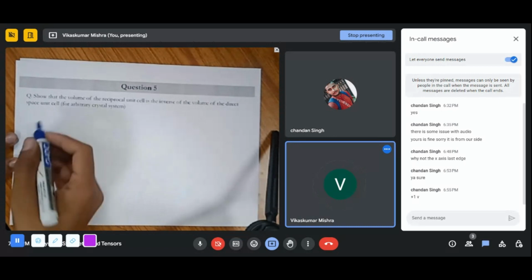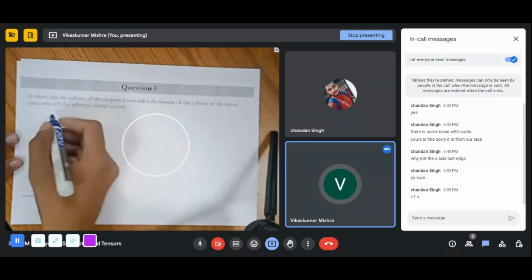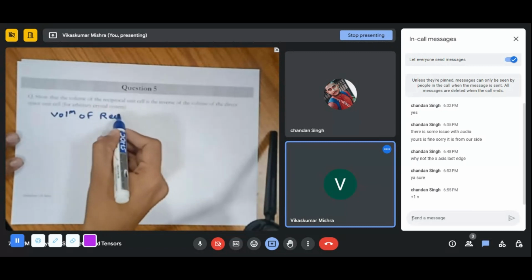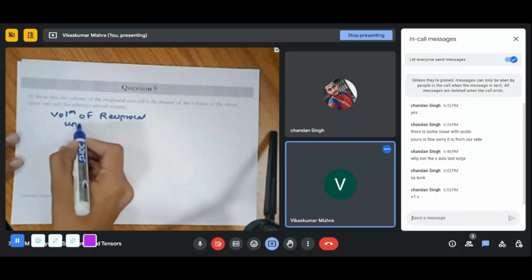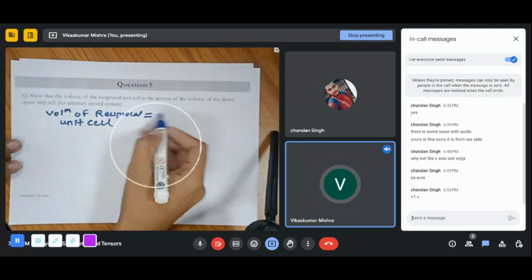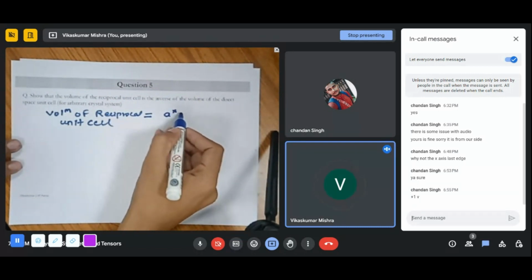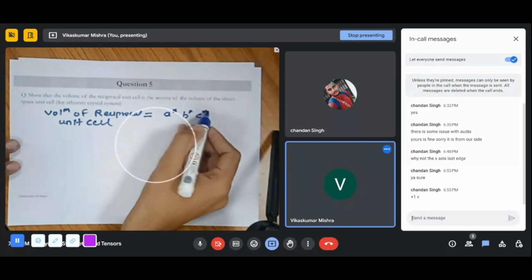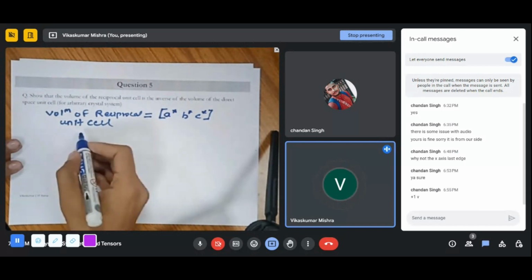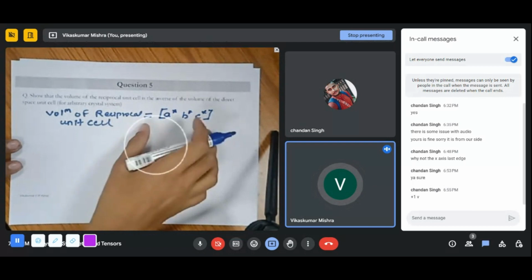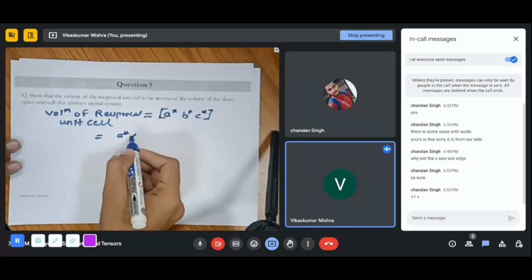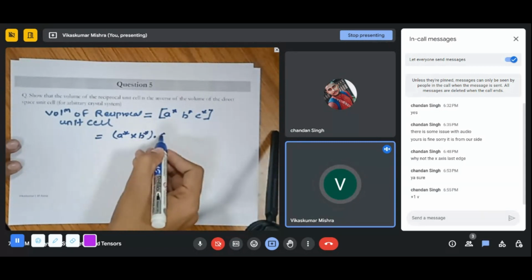Okay, let's start. What is the volume of the reciprocal unit cell? We know it will be nothing but the box product, the scalar triple product of A star, B star, and C star, right? The volume of the reciprocal unit cell is given by this box product. What does the box product mean? It is the cross product of A star and B star, dotted with C star. This is what it means.